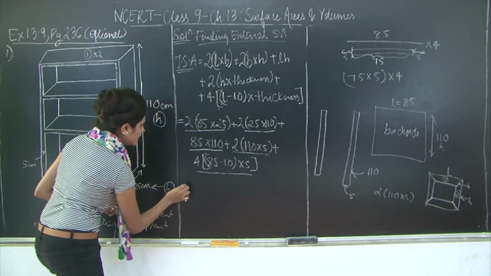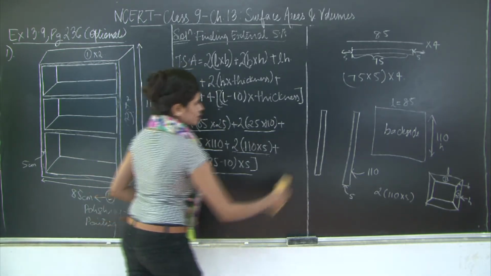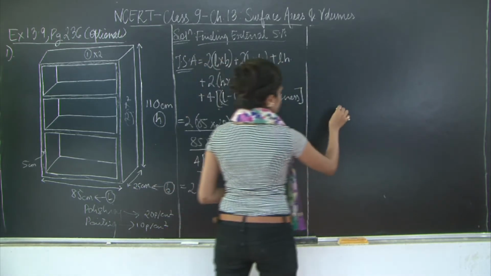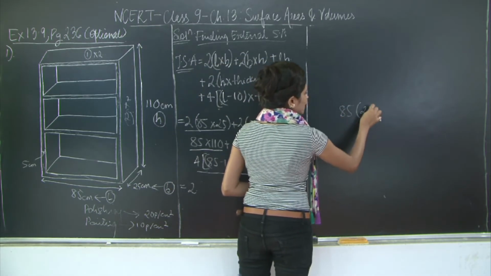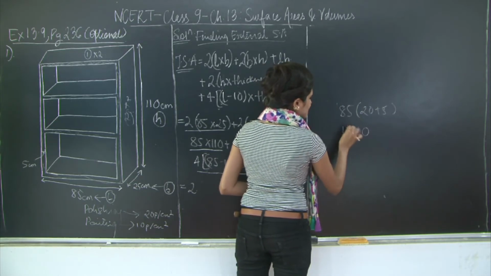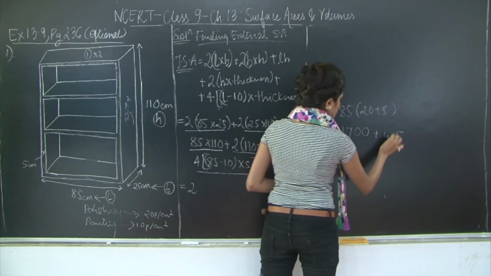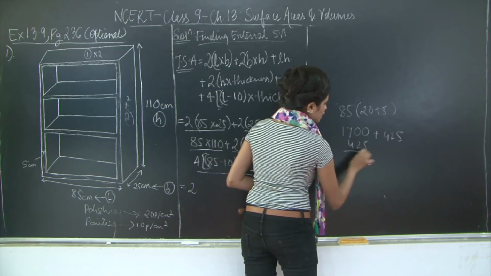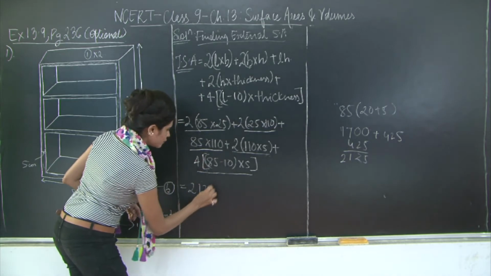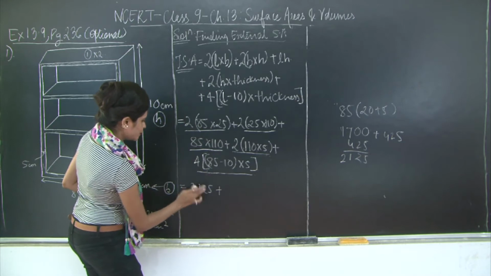Correct? So let's multiply. This is 2 into 85 into 25. So I'm just erasing this section now. 85 into 25, so 85 into 20 plus 5, which is going to give me 0, 2 5s are 10, 2 8s are 16, 1700, plus 5 5s are 25, 5 8s are 40, 425. So let's add 425, you get 25, 2125, plus this is into 2.